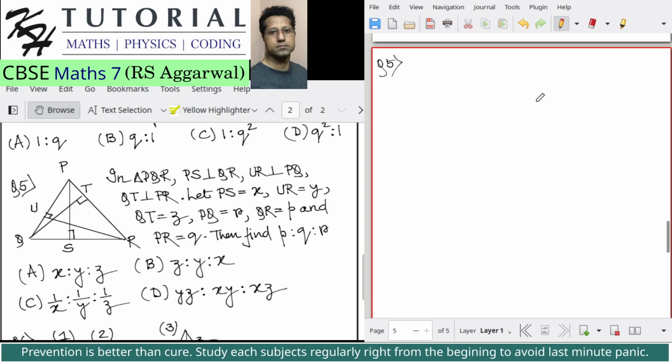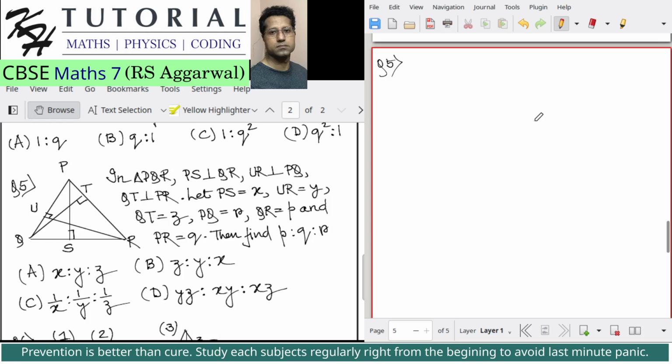In triangle PQR, PS is perpendicular to QR, UR is perpendicular to PQ, QT is perpendicular to PR. So in triangle PQR, all three heights are drawn. That is, RU is the height corresponding to the base PQ, QT is the height corresponding to the base PR, and PS is the height corresponding to the base QR.